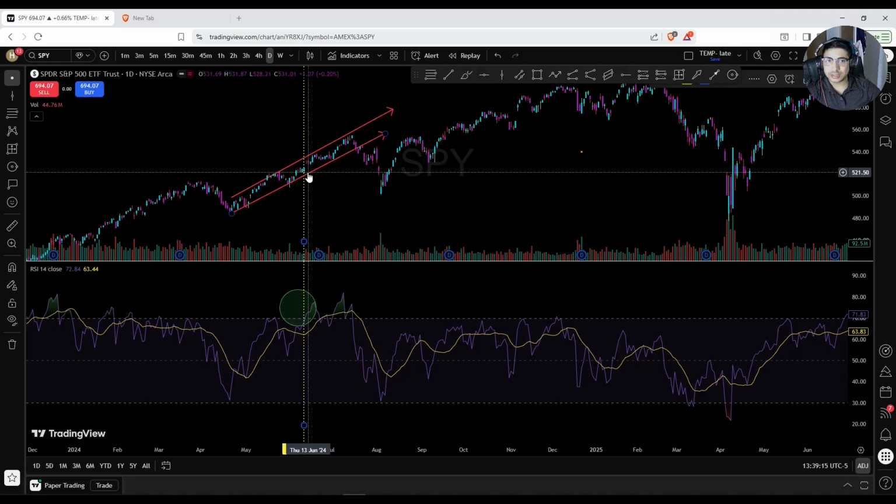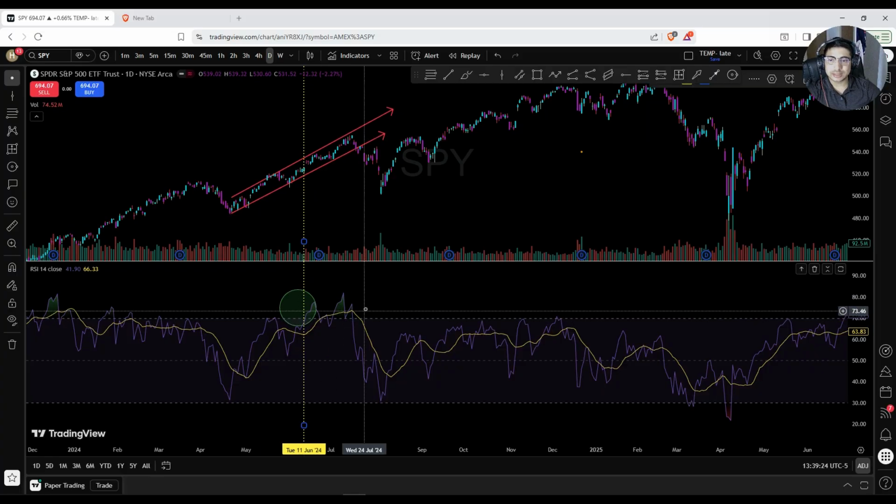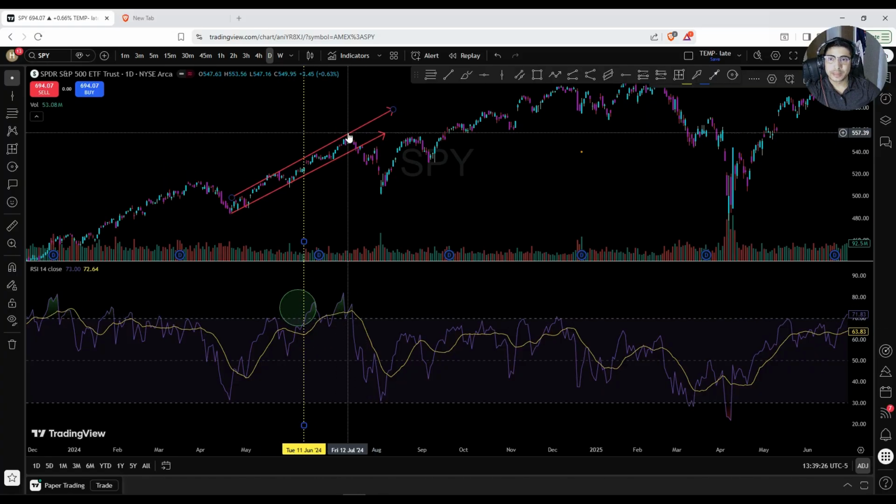If you felt like, okay, this price, 520 to 521, is the top and it's going to go down, no, it's going to keep going up for some time, and RSI can stay at 70 for some time, and you may just get hurt by selling early here.